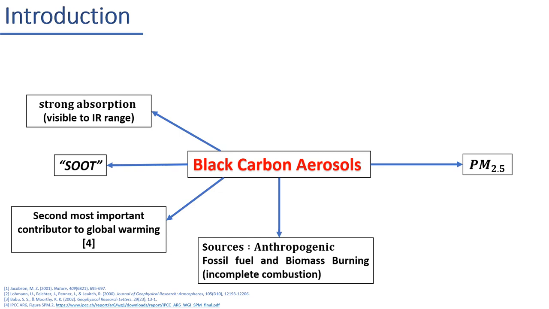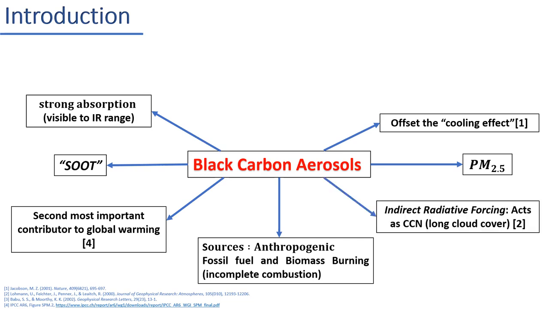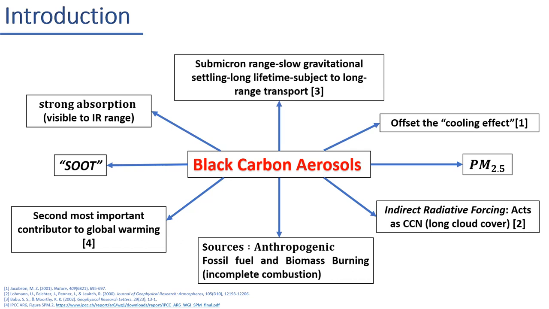It is also known as the second largest contributor to global warming, because it is highly absorbing and it warms the environment. As it warms the environment, it also offsets the cooling effect of various other aerosols, which can scatter the light and give a cooling effect. The indirect radiative forcing is that it can also act as a cloud condensation nuclei, that is, water vapors can grow on these aerosols and interact with the clouds and change their properties. Another point is that it lies in the submicron size range, that is, its size is too small for gravitational settling. That's why it can be transported to long range areas.